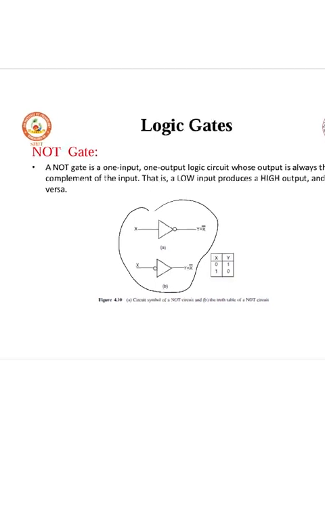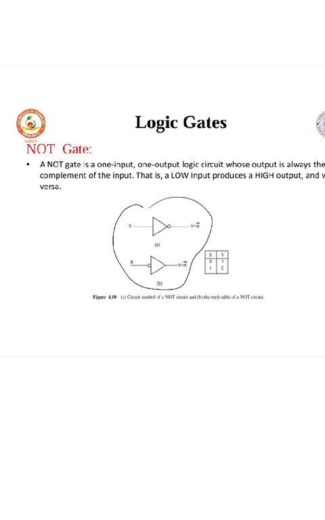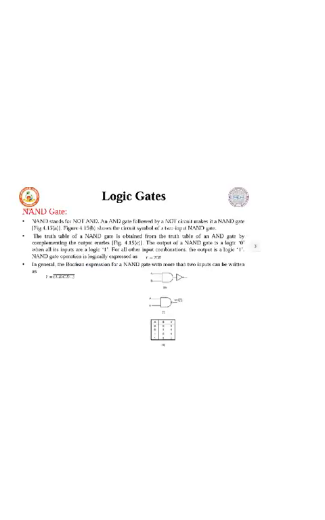Now we discussed the 3 basic gates: AND, OR and NOT. If you have studied the AND gate, the NAND gate is just adding a NOT gate to an AND gate. It is just the opposite of the AND gate. So just add NOT to the AND gate, that gives you the NAND gate. NAND stands for NOT AND. An AND gate followed by a NOT circuit makes it a NAND gate.